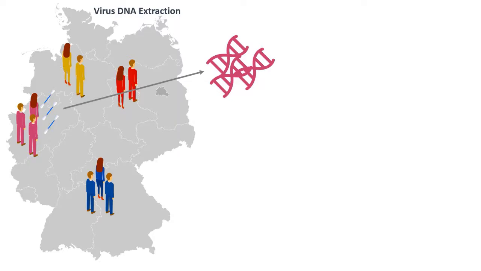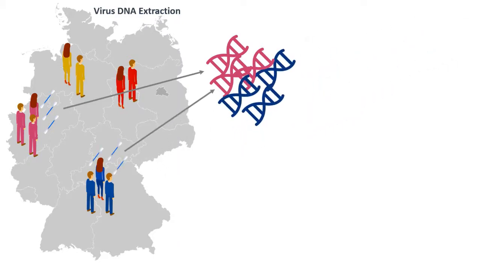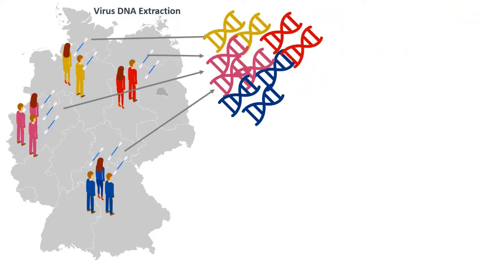The virus reached Germany already. There are several infected people in different regions. We can collect the samples from the patients, isolate the virus, and obtain its genetic information. Ideally, we can repeat the step for many of the infected people in different regions. The more regions we get, the better.